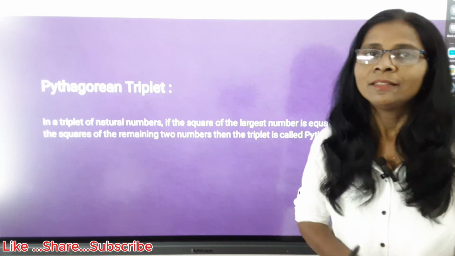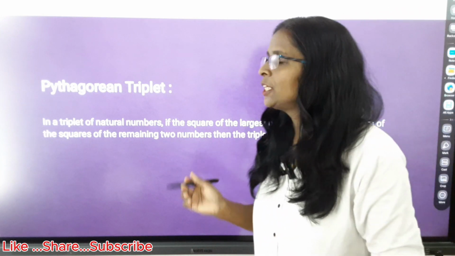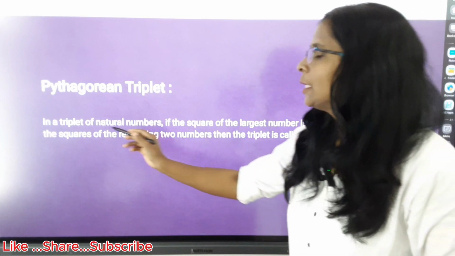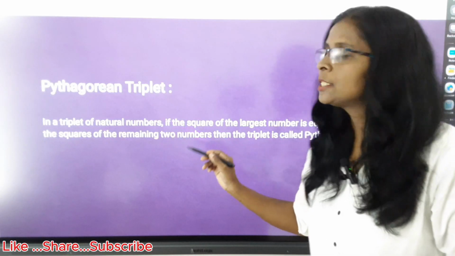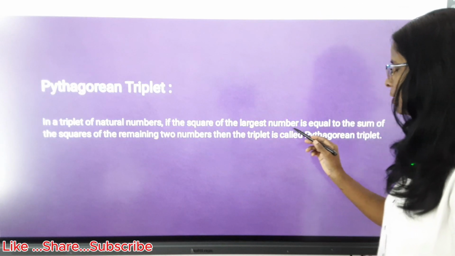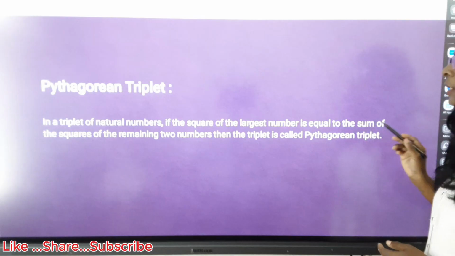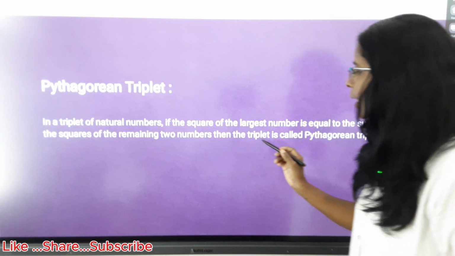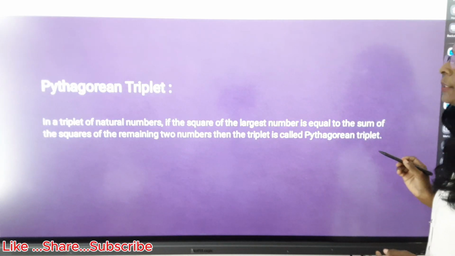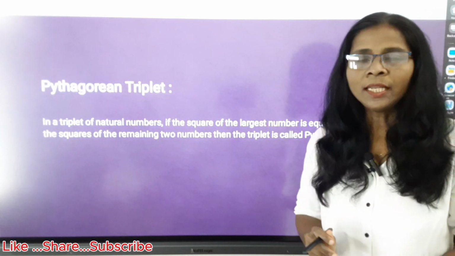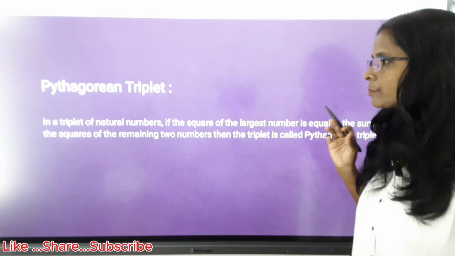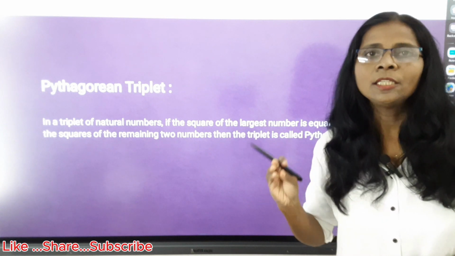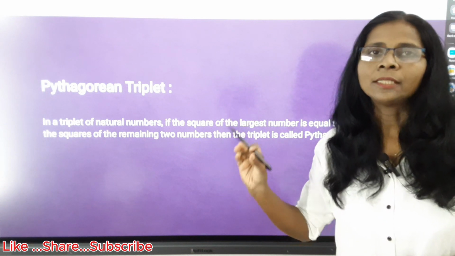Let us introduce the first topic, students, Pythagorean triplet. So what is a Pythagorean triplet, students? In a triplet of natural numbers, if the square of the largest number is equal to the sum of the squares of the remaining two numbers, then the triplet is called a Pythagorean triplet. Here there are natural numbers, and natural numbers in a group of 3 are called a triplet.